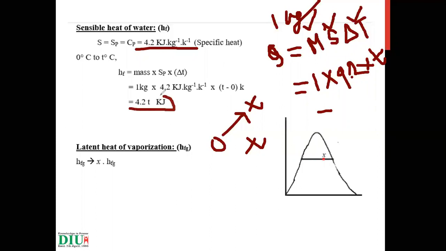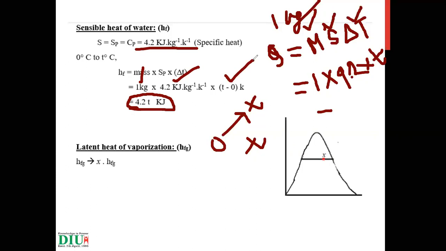You see, check from here, 4.2 into T. That's 1 kg for mass. Specific heat is given here, and the amount of change in temperature is T minus 0. That is 4.2 into T kilojoule. That is the sensible heat equation we will use. Next, what is the latent heat equation?